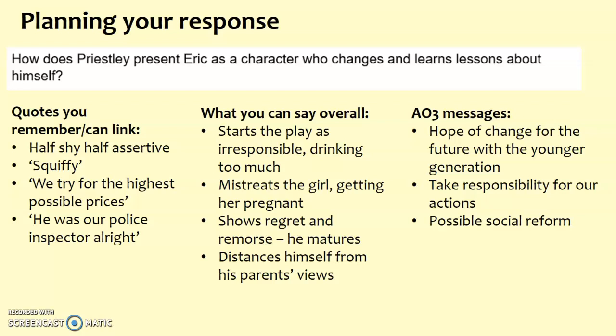"We try for the highest possible prices," he says to his dad. So it essentially is an argument of why shouldn't they be able to try and ask for more wages. He's talking about Eva Smith at the beginning. And at the end, he says something along the lines of, "he was our police inspector, all right." I wouldn't actually need any more than that, really. That's probably enough evidence. Evidence can also be things you remember that he does, but better if you can try and remember some quotes. But again, you don't need to remember all of them.